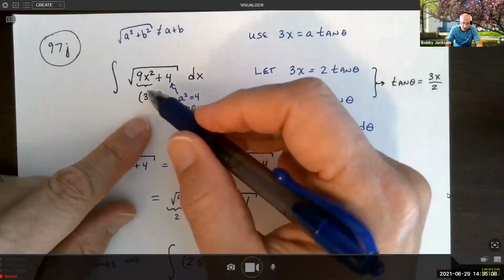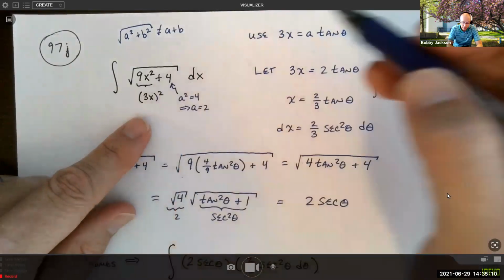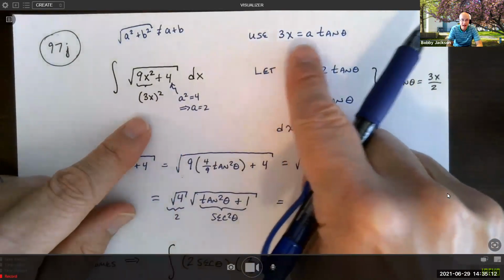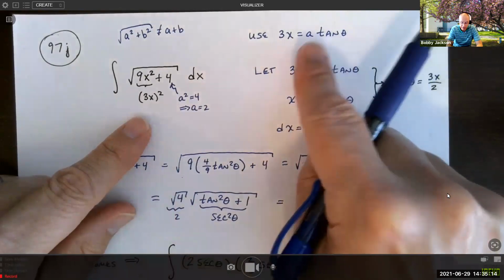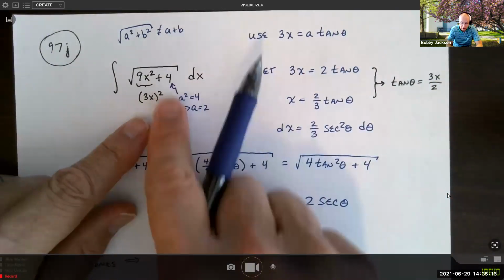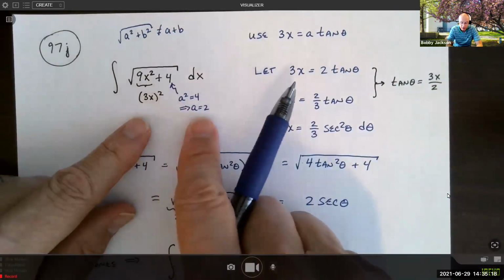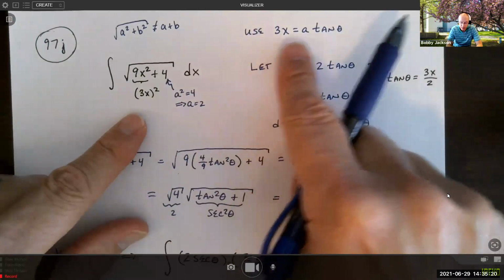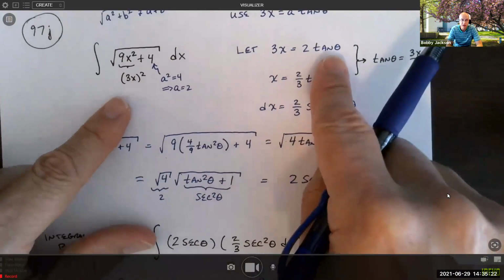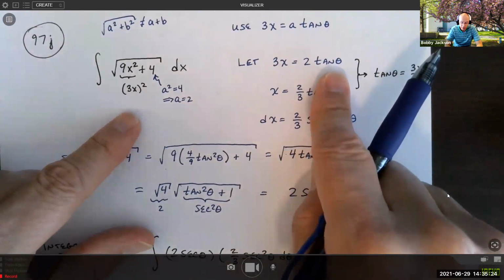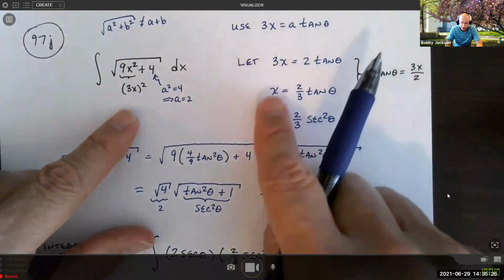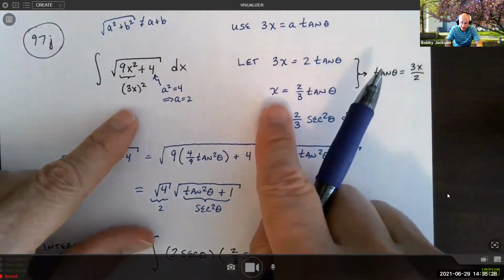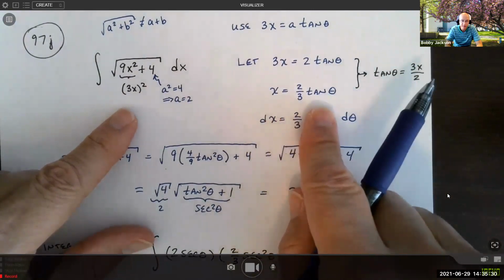In this case, notice it's plus, so I'm going to use 3x is a tangent theta. And what's the value of a? Well, there's a squared, which is 4, so a must be 2. So I'm going to use 3x equals 2 tangent theta. I'm just going to replace 3x with 2 tangent theta. Now, if I divide both sides by 3, I get x is 2/3 tangent theta.